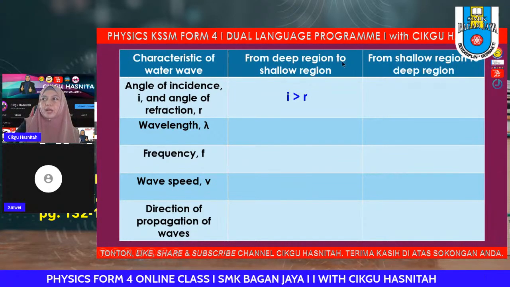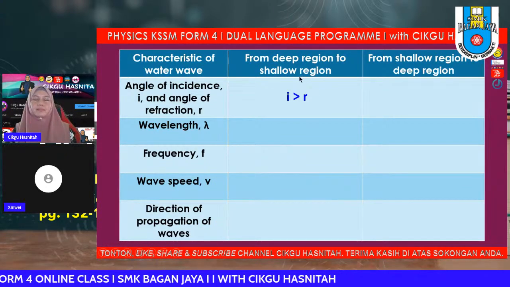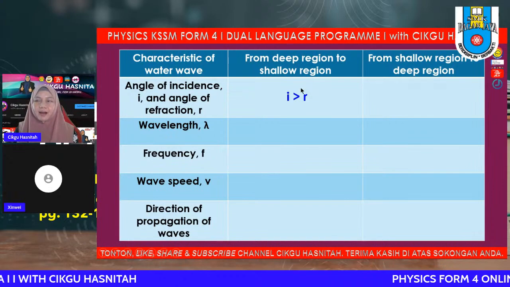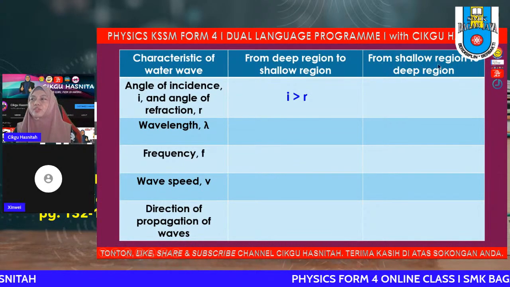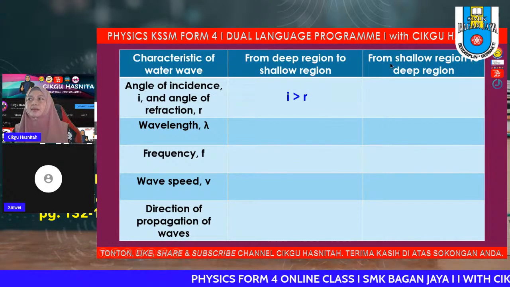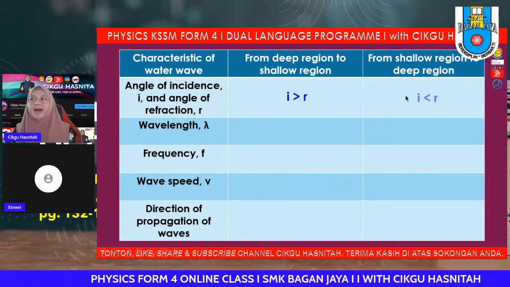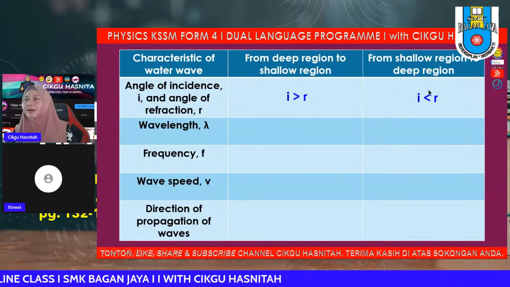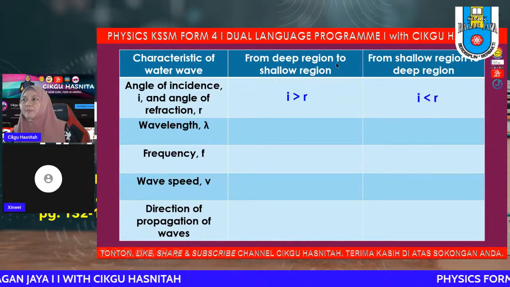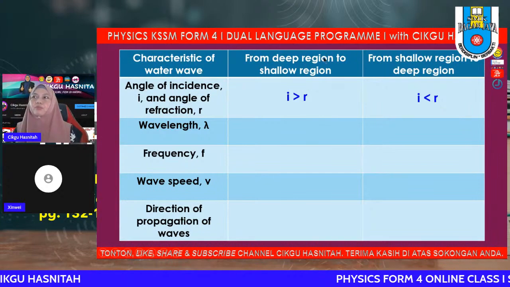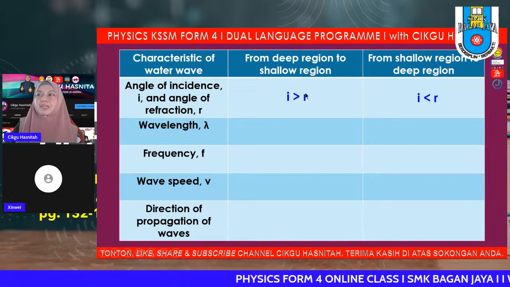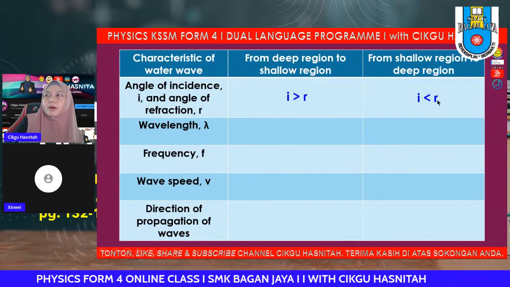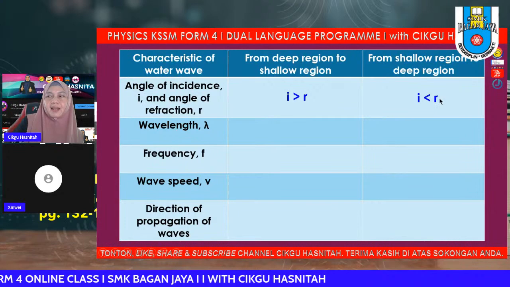So from deep to shallow is towards the normal. Towards means r must be smaller, or less than i. While from shallow to deep means away, so r must be greater. Okay, deep to shallow, sorry, away. Deep to shallow is away, so r must be greater. And then shallow to deep is towards normal, so r must be less than i.